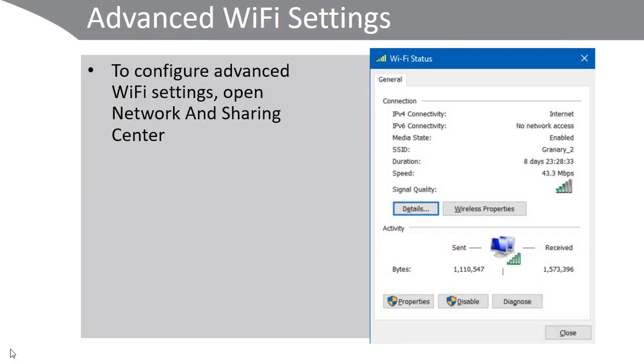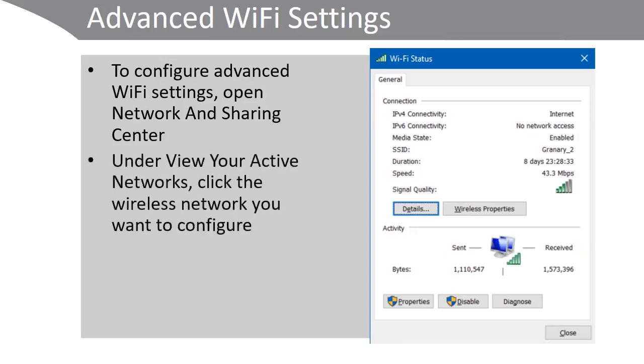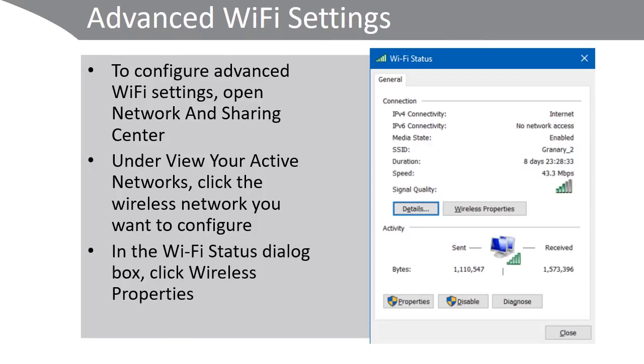To view advanced Wi-Fi settings, open Network and Sharing Center. Under View Your Active Networks, click the wireless network you want to configure. In the Wi-Fi status dialog box, click Wireless Properties. Here you can view information about the encryption that's in use and the authentication protocol that's in use.